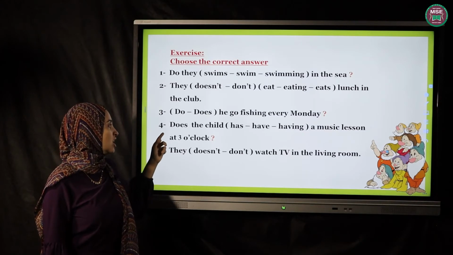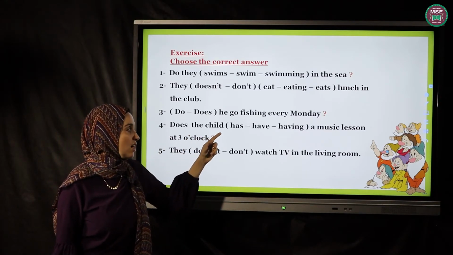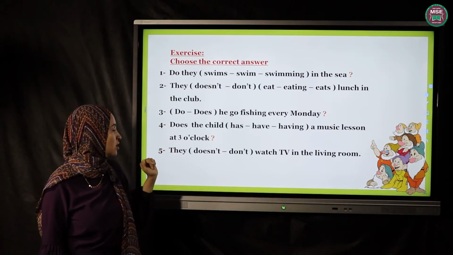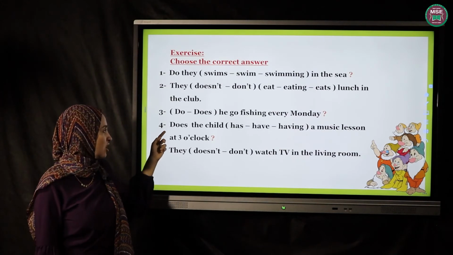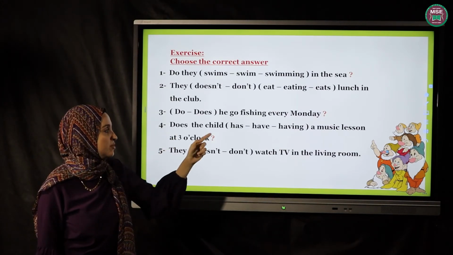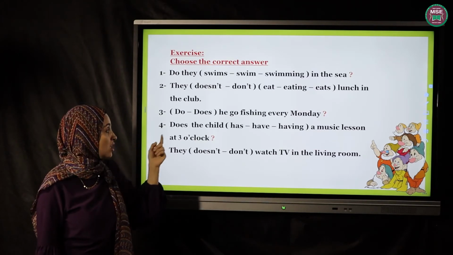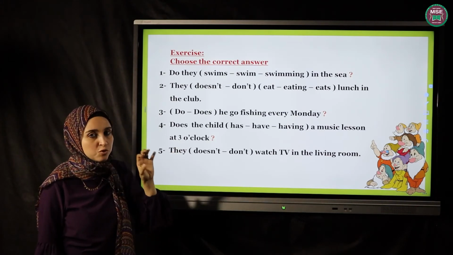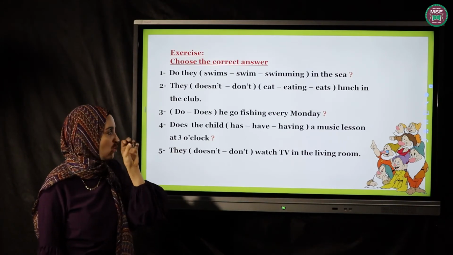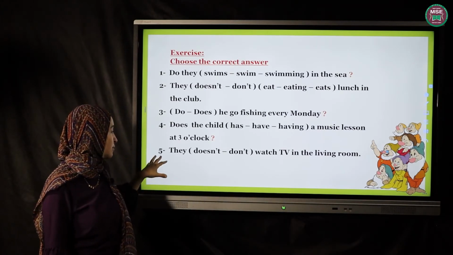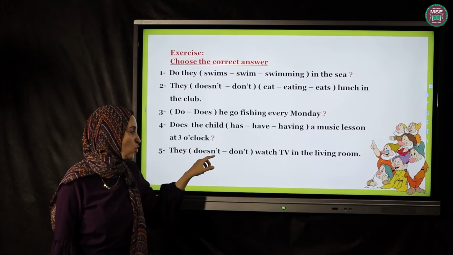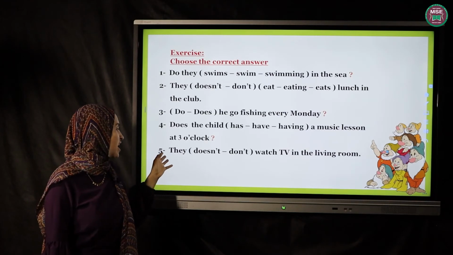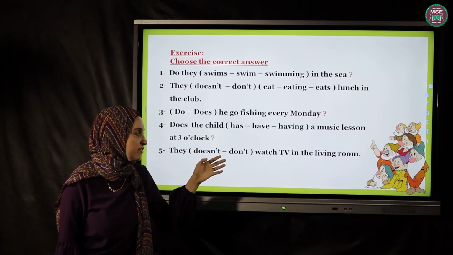Number 4, does the child have or having a music lesson at 3 o'clock? Excellent. Does the child have a music lesson at 3 o'clock? I put have because I have does. Because I have does, I have to put the verb in its main or infinitive form. Number 5, they doesn't or don't watch TV in the living room? Super. They don't watch TV in the living room.